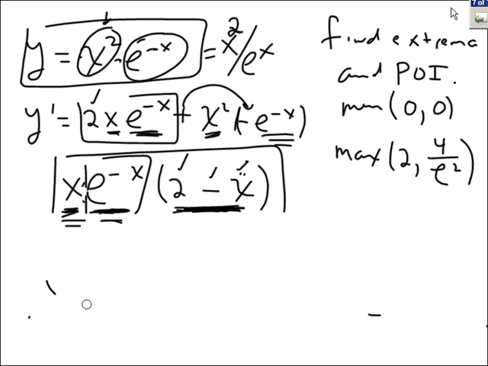We have 3 factors for y prime. Y prime equals the product of those 3 things. So, the second derivative, that's how you find the point of inflection. You look at the second derivative.